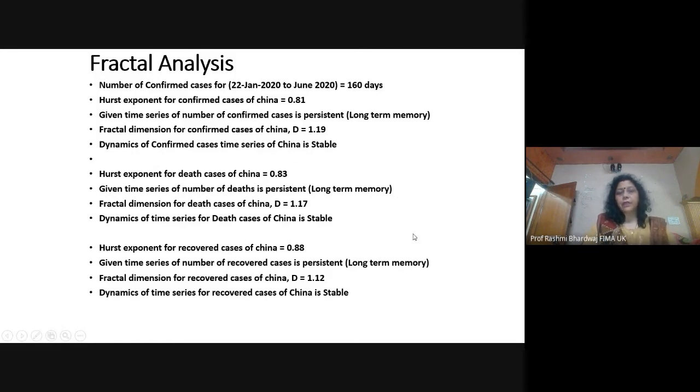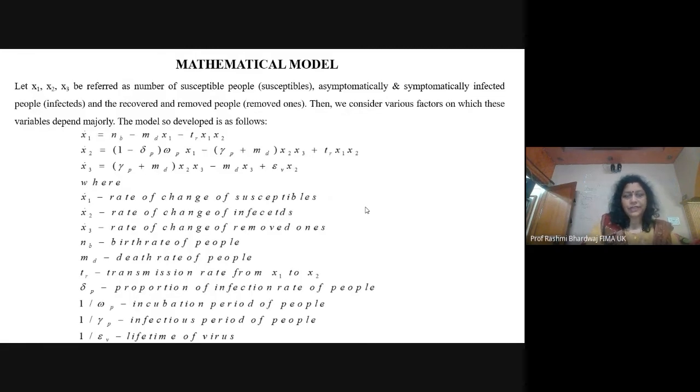But in the case of India, it is not true because it is in long-term memory. It shows a fluctuation behavior, which I'm showing here. For that, we have developed a mathematical model. And you see that we take two types of models.